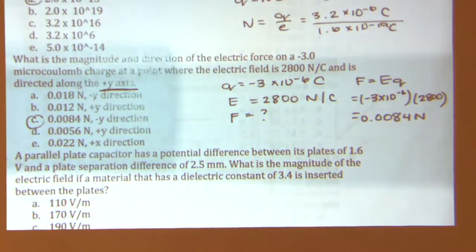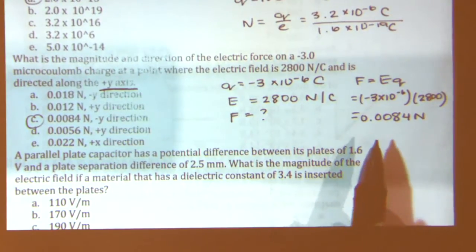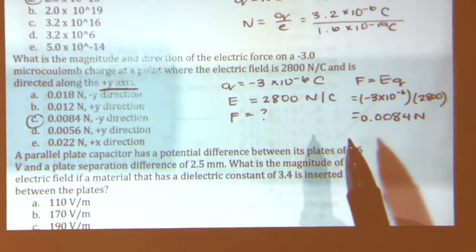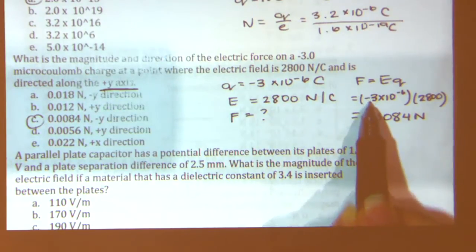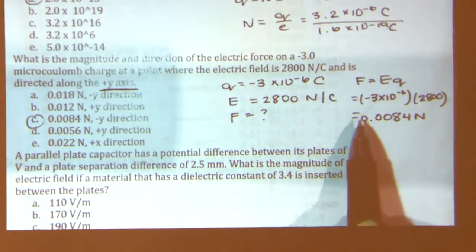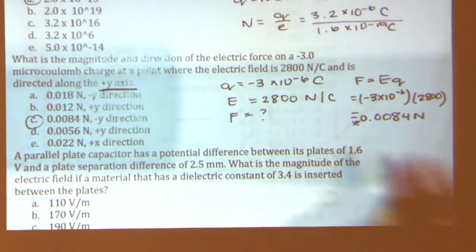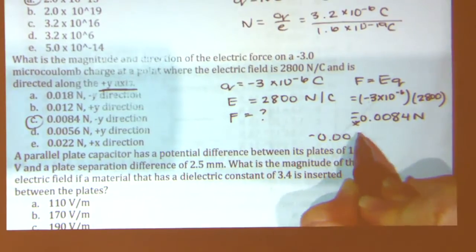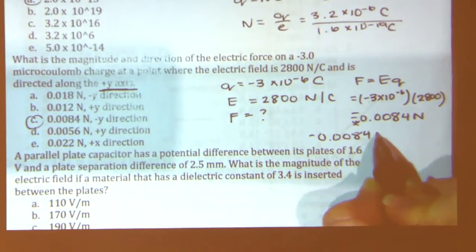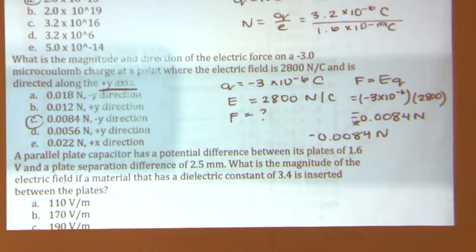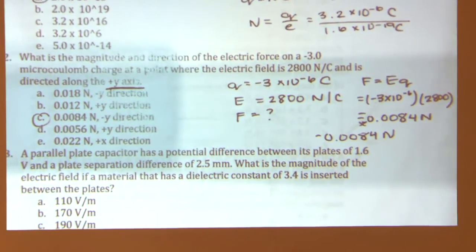But it's also going to be in the negative y direction, my bad, because we are accounting for that negative in the charge, and that'll show us that it's going in the opposite direction in which it started. So let me kind of write that a little clearer. Negative 0.0084 newtons. So if we were starting in the negative y, going to the negative y-axis, and we got a negative number, it would now be going positive direction. Okay.